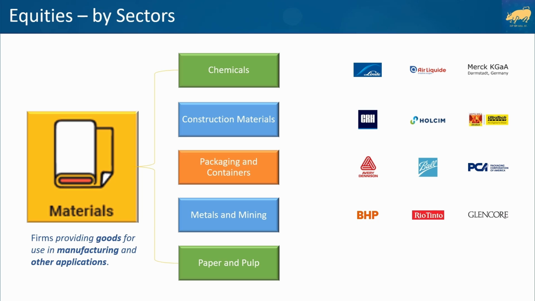BHP Group, Rio Tinto, and Glencore are the largest metals and mining companies. Lastly, the biggest paper and forest products firms are Klabin, UPM, and Suzano.